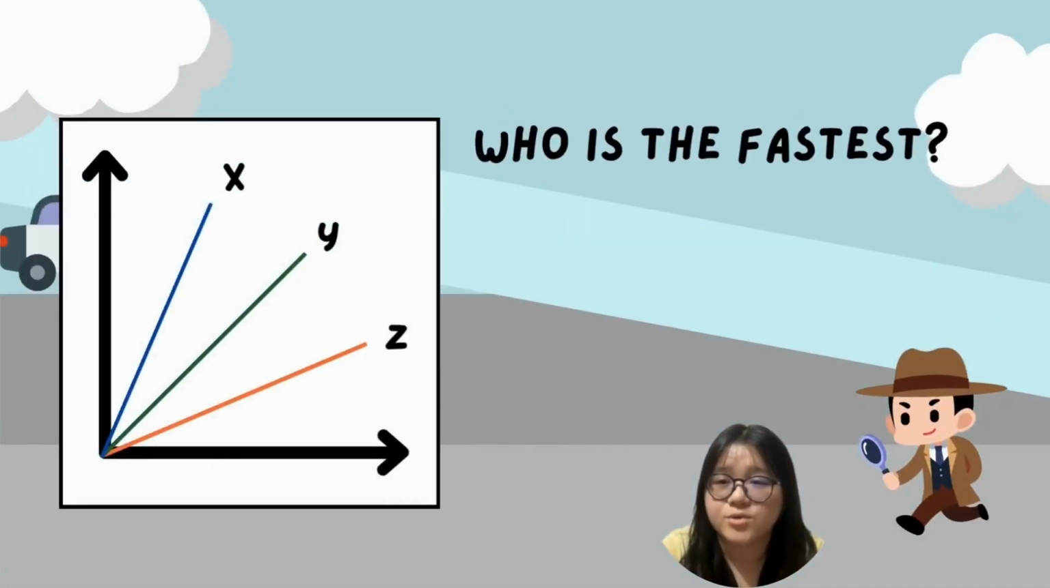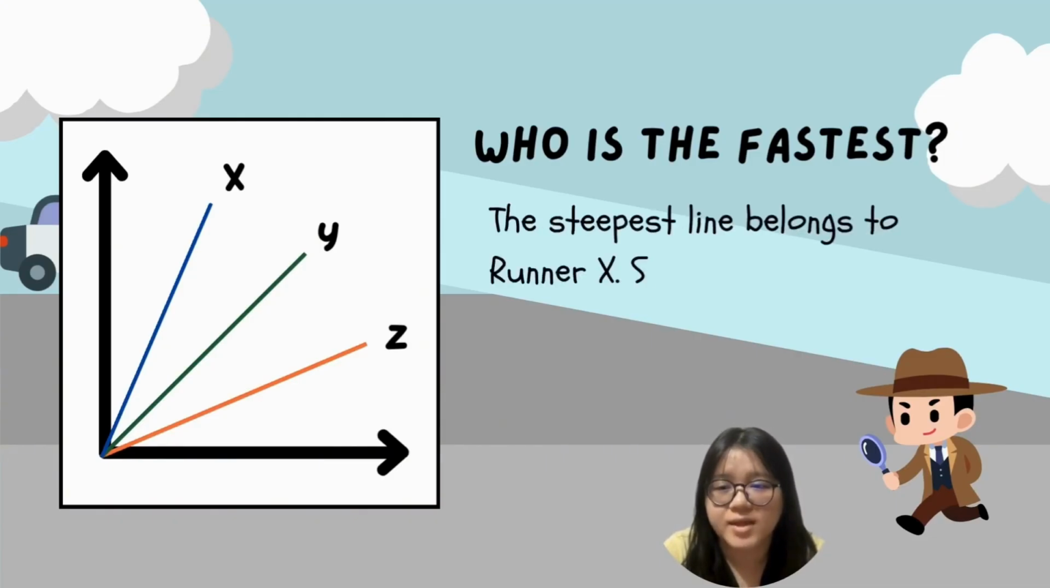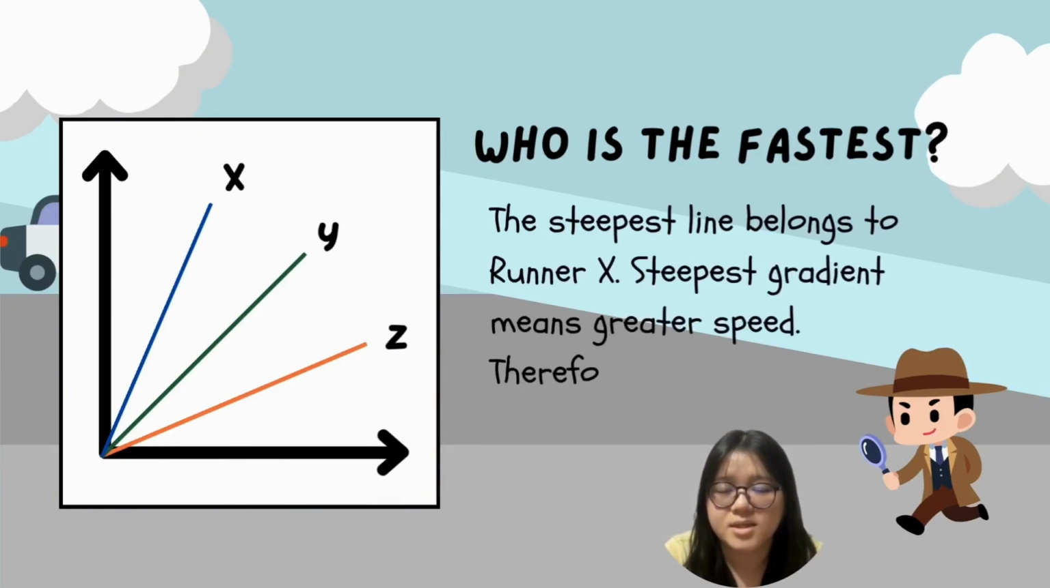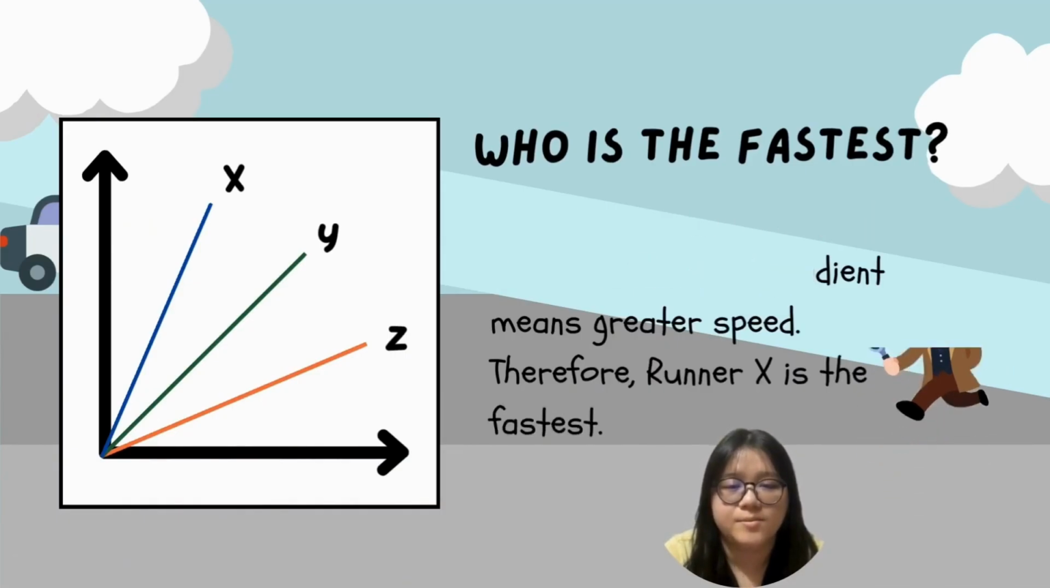Now, it's your turn to try. Look at this graph carefully. We have 3 lines, X, Y, and Z. Without calculating, can you identify the fastest runner? I will give you 3 seconds. 3, 2, 1. The answer is runner X. Why? Because runner X has the steepest line. Remember, on a distance time graph, a steep gradient means a high speed.